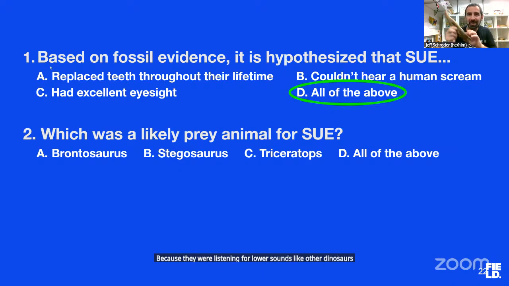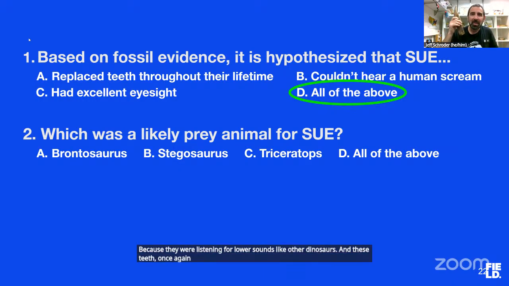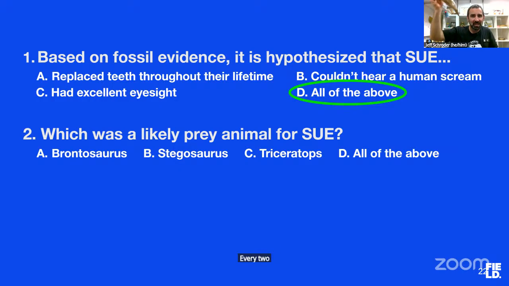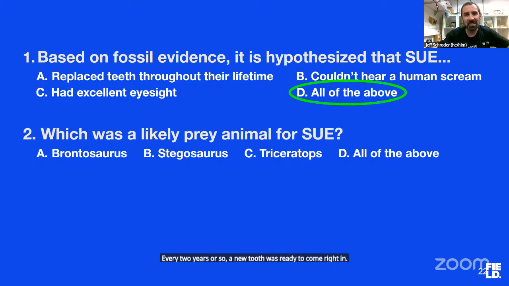And these teeth, once again, not only were they huge, sharp, and powerful, Sue could always grow them back. Every 2 years or so, a new tooth was ready to come right in. So never without the teeth. So all of the above we think are true.